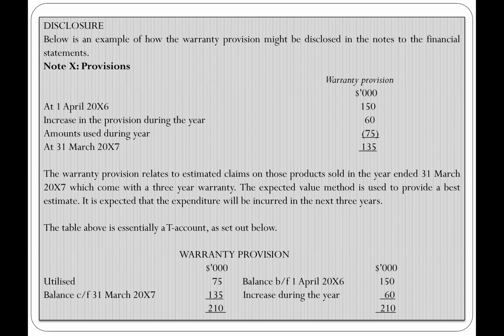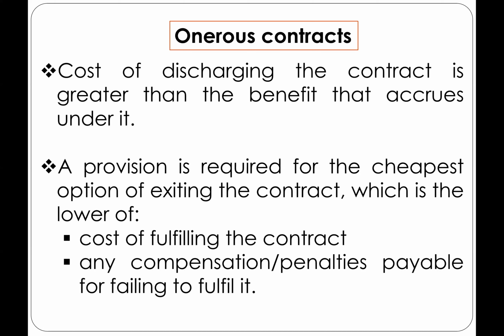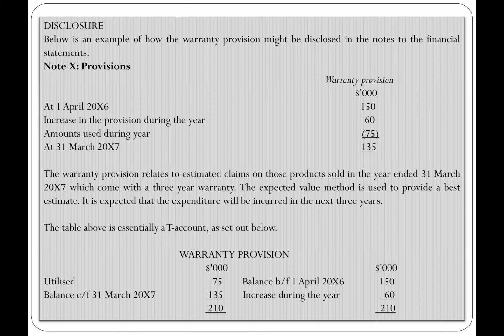Then the table above is essentially a T account. You are not going to be putting this T account. This is simply for illustration. So your disclosure note starts from where it's written, note X, the provision, up to the paragraph where you're explaining what the provision is all about. Then that's basically it. So the T account is not put in a T account format. So that's basically how we disclose a provision in the notes to financial statements.